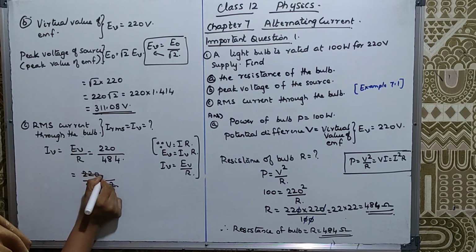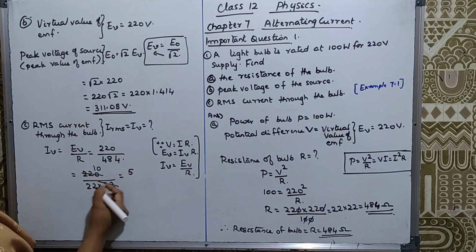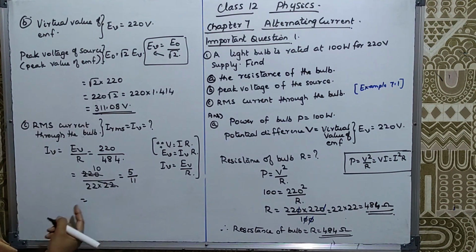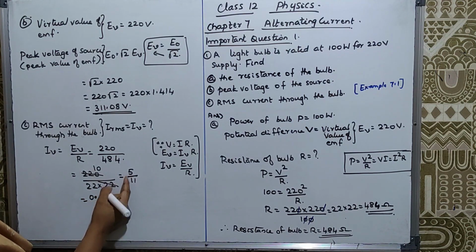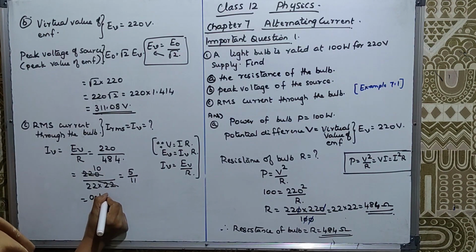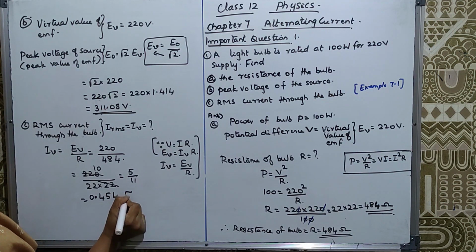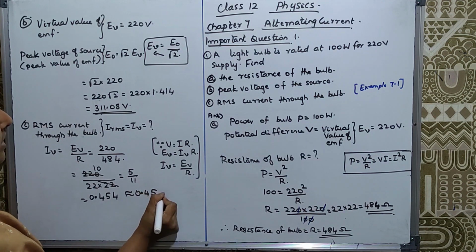22 will be cancelled, 22 into 10. With 2 you can cancel, 2 fives are 10, 2 elevens are 22. It will become 5 by 11. So we'll approximate: 11 into 4 is 44, remainder will be 6, 11 fives are 55, 50 will come, 11 fours are 44. It will continue like that. So approximately equal to 0.45. Unit of current is ampere.